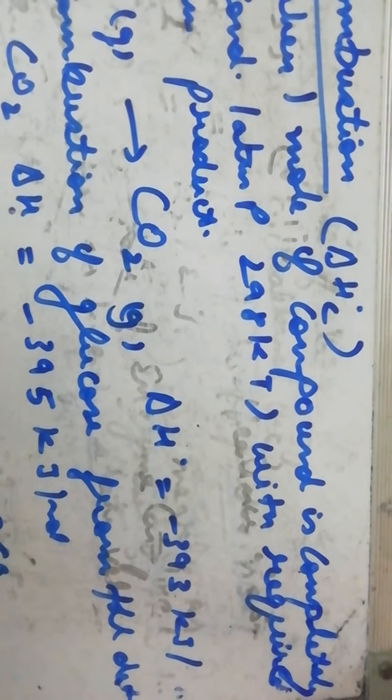Now let us consider this example, this equation. Carbon in the form of graphite reacts with oxygen and gives us carbon dioxide in the gaseous state, and delta H, enthalpy change for the reaction, is minus 393 kilojoules per mole. So our question is to calculate heat of combustion of glucose from the following data.